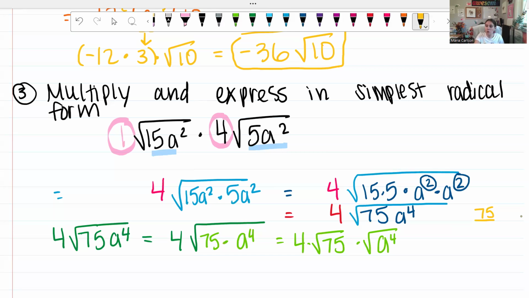If I think about how many quarters I would have in 75 cents, I'd have 3 quarters to make up 75 cents. A quarter is worth 25 cents. And why did I bring that up? Because 25 is a perfect square. So 25 times 3 gives me 75. And I just remembered that knowing what I know about money. So 3 times 25, or 25 times 3, gives me 75. So we can really just write this as 4 times the square root of 25 times 3 times the square root of a to the 4th power.